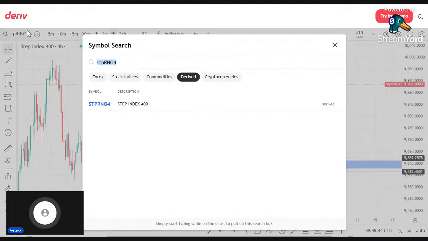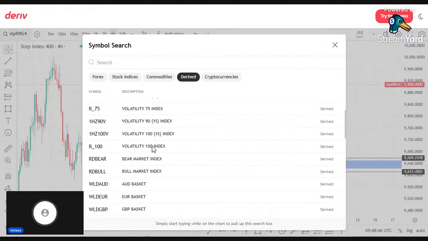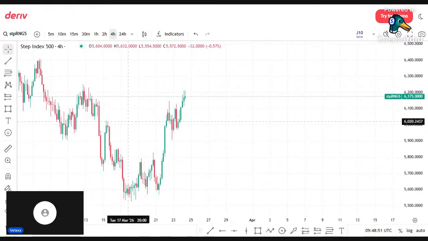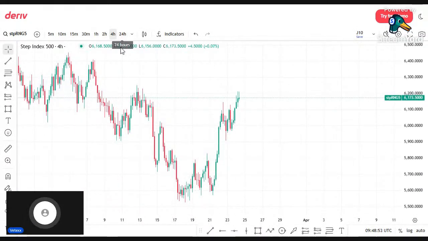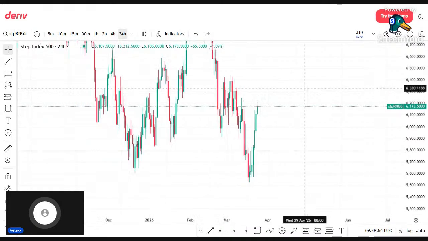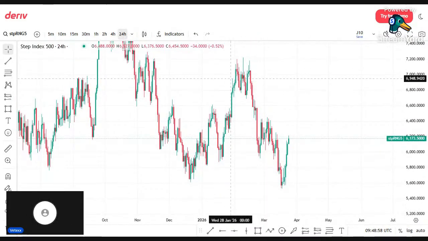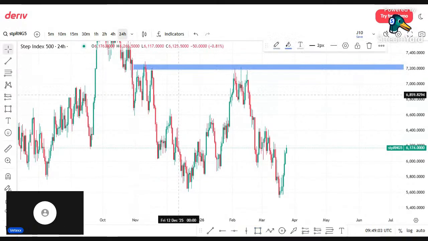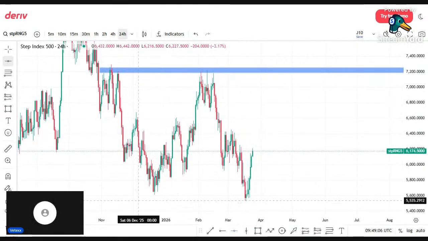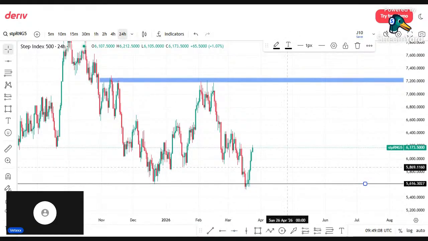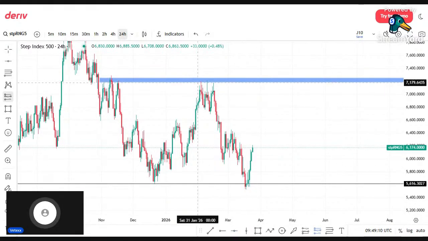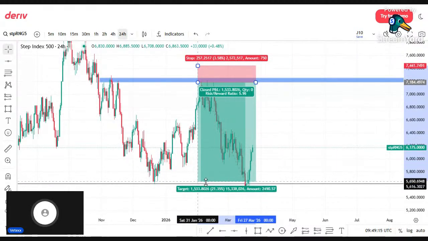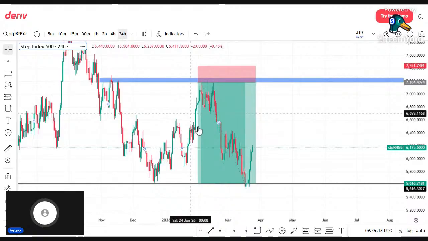So the last but not the least of the Step indices is what? Step 500 index. On Step 500, it just smashed TP on the 24-hour time frame where price was coming from. It's coming from this zone here, and the target was here. But price is currently smashing the target and is trying to change trend or trying to tap into another 4-hour point of interest. So price smashed the target on the daily time frame here.